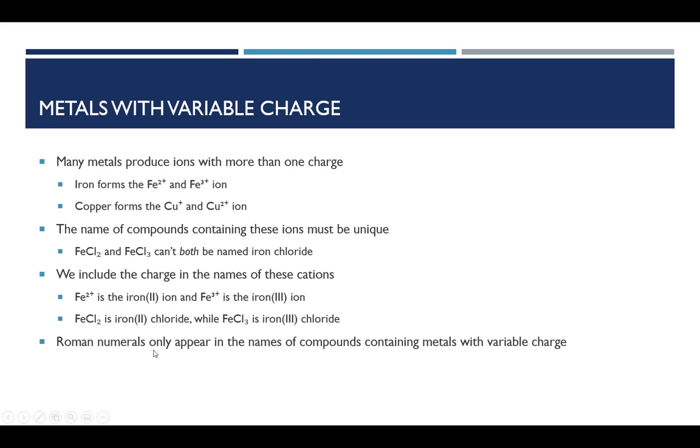Now, the Roman numerals only appear in the names of compounds which have metals with variable charge. So all the elements you just saw a moment ago, like sodium in group 1, magnesium in group 2, or silver, zinc, and cadmium, which have constant charge, we don't write Roman numerals for those ions.